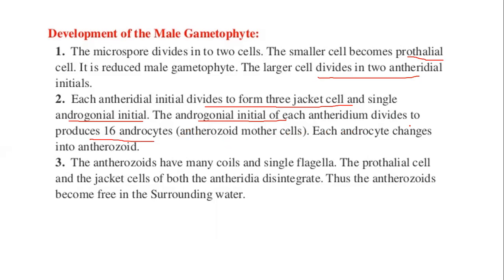These anthrozoid mother cells further develop into antherozoids. Okay, of the two antheridial initials, one forms the jacket cell, and the other develops into the androgonial mother cell or the anthrozoid mother cells, which develop into the anthrozoids. So here, how are the anthrozoids? They have many coils and a single flagellum.